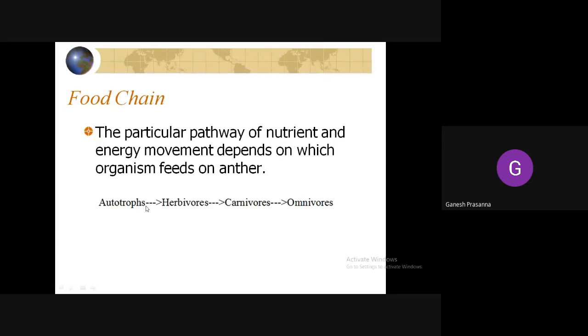Carnivores never depend on the autotrophs. They depend on the herbivores. Herbivores are always dependent on the autotrophs. Autotrophs are always dependent on the sunlight for the production of their food. So this is how you can see the food chain. All of them, when they die, they decompose.